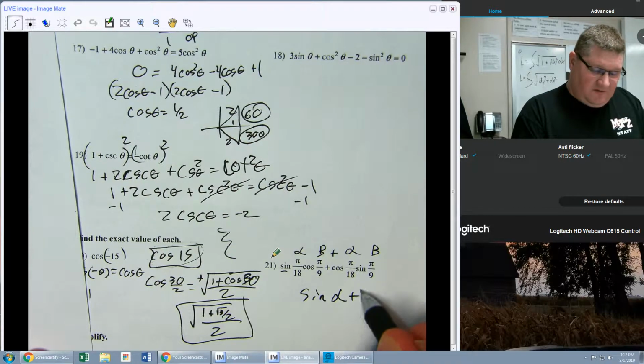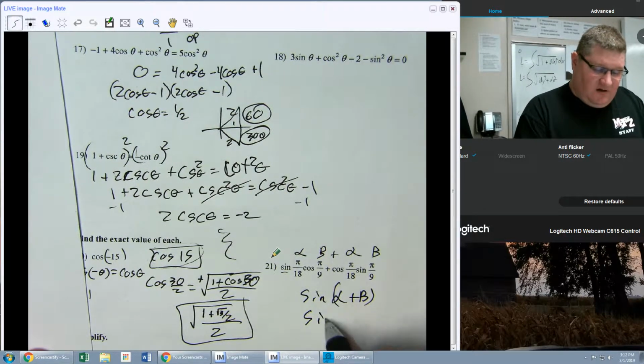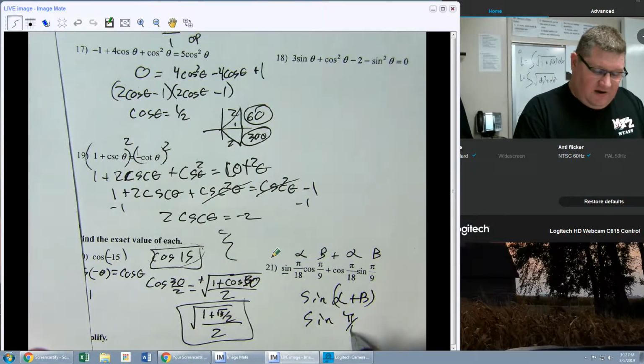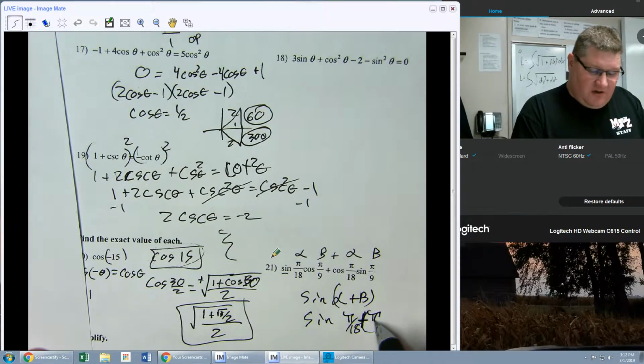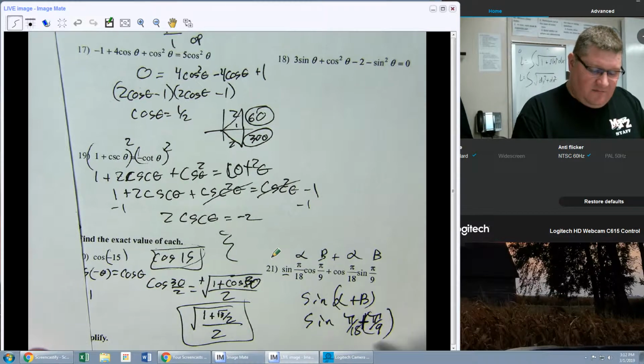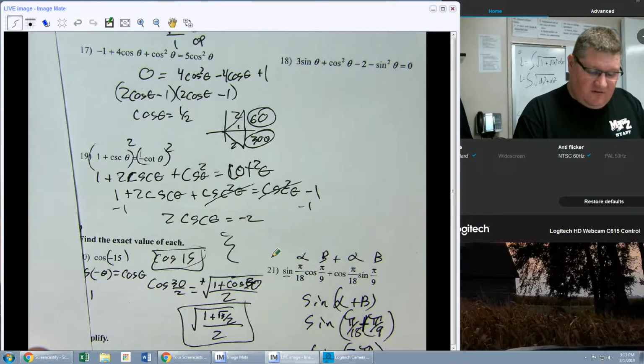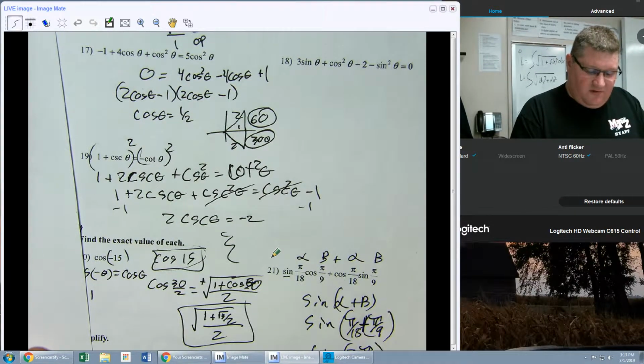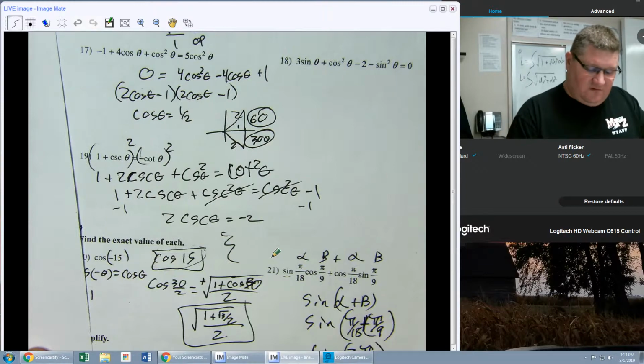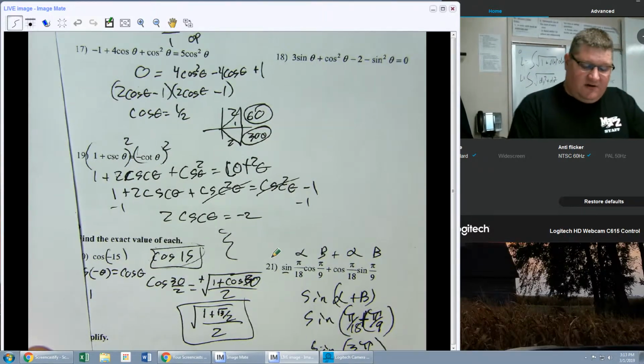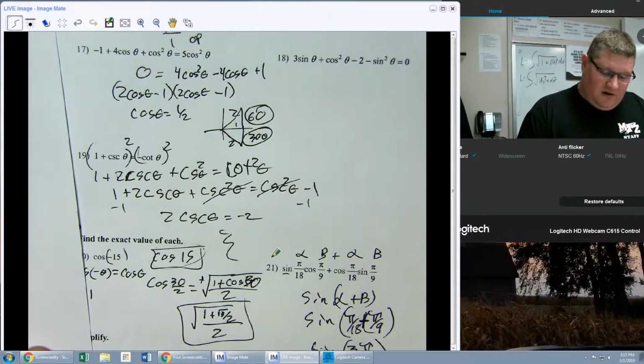So alpha plus beta. In this case, sine of pi over 18 plus, rats, pi over 9, and I'm going to have to find common denominators. It's going to be 3 pi over 18 using common denominators. Sine pi over 6. Pi over 6, of course, is 30 degrees. So now all I got to do is find sine of 30 degrees. All right, and the answer to that, of course, is 1/2.